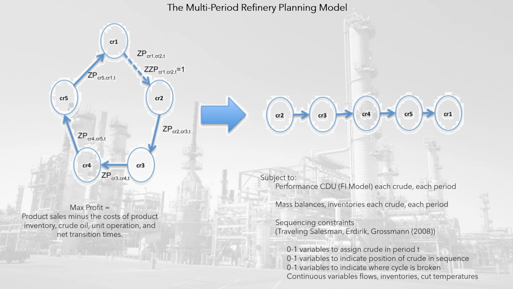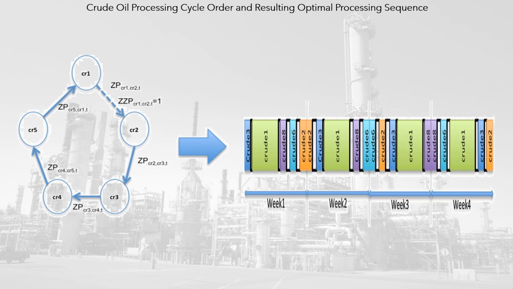The goal is to maximize profits or minimize costs. The main constraints are performance of the CDU, phi model for each crude and each period, mass balances, inventories for each crude and each period, and sequencing constraints. The binary decision variables are to assign crude in period T, indicate position of crude in sequence, and indicate where the cycle is broken. The continuous variables are flows, inventories, cut temperatures, etc. The Gantt chart presents the schedule in the distillation unit of the refinery, for a period of 4 weeks.